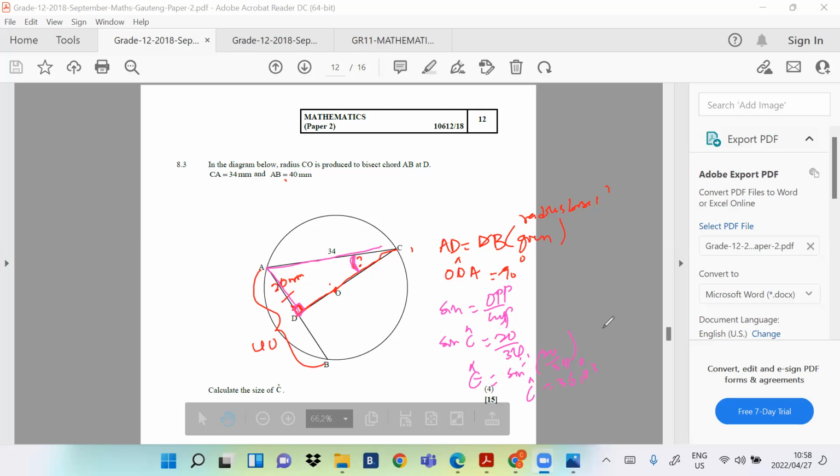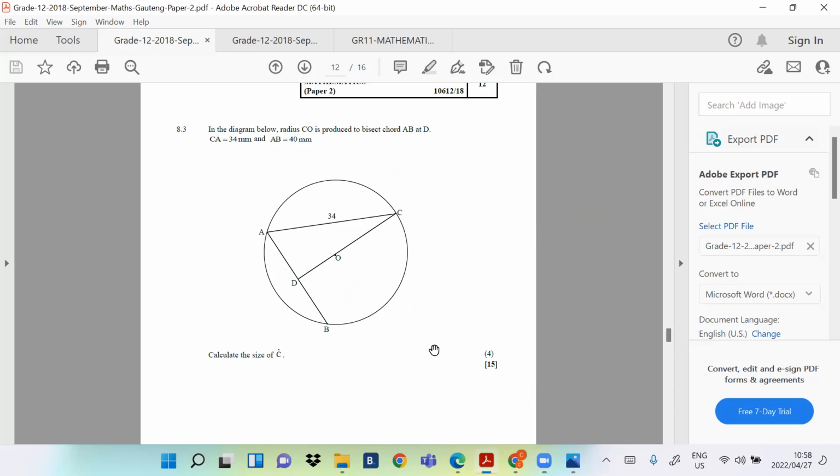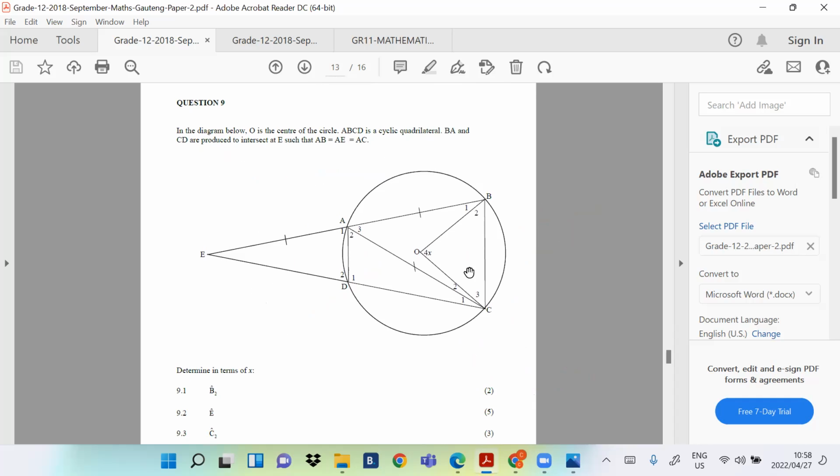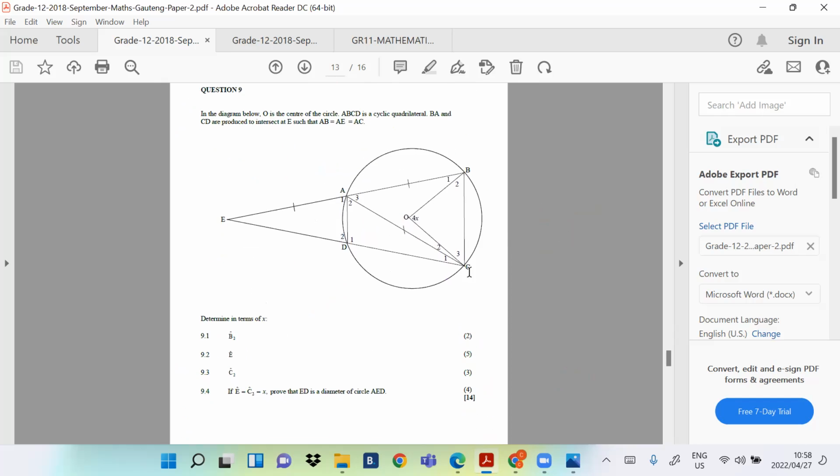Okay, so that's that. Then let's move on. We are here. So on this one, they say in the diagram below, O is the center of the circle. So already, if they say O is the center of the circle, what can you pick up from just that statement?